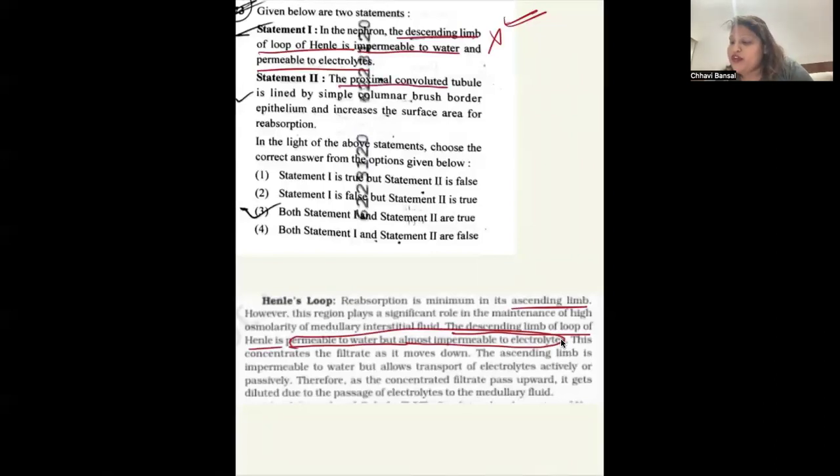Now, the proximal convoluted tubule is lined by simple brush border epithelium and increases the surface area of reabsorption. That is true. That's why statement 1 is incorrect and statement 2 is correct. Our correct option is option 2. Clear?